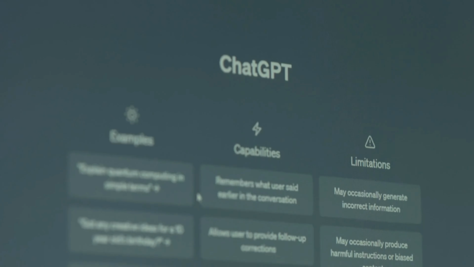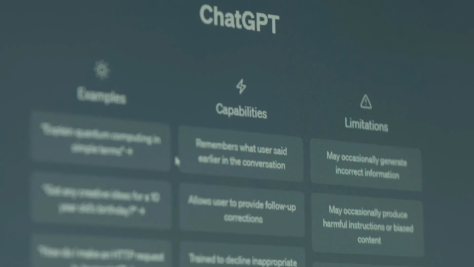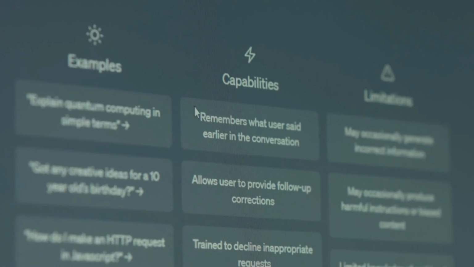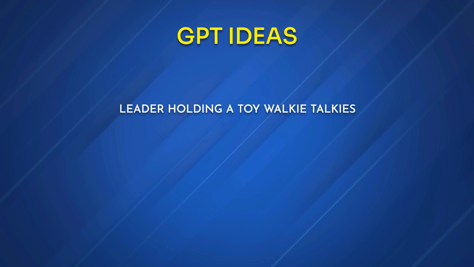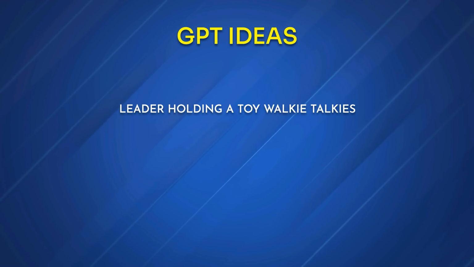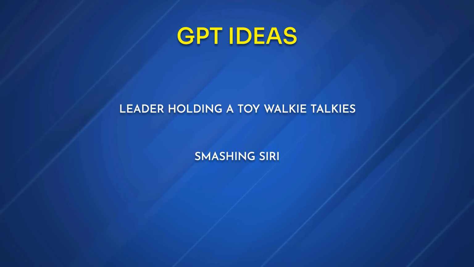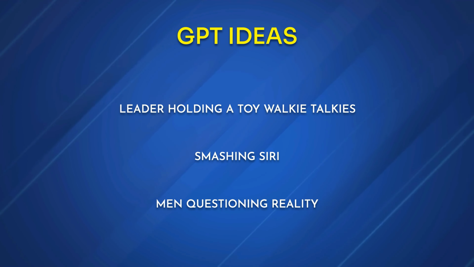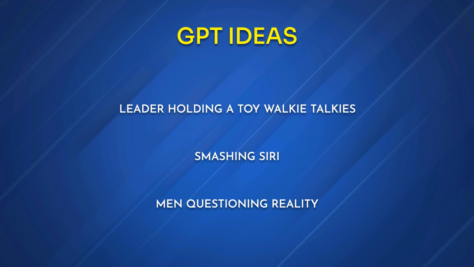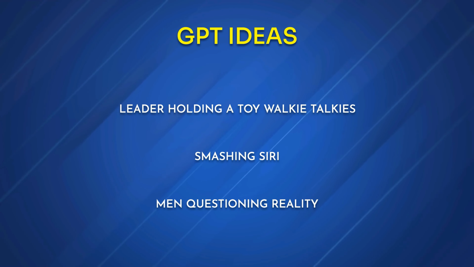And suddenly, out of the darkness, a hero appears holding a chainsaw and begins cutting the can in an overly dramatic scene. I also asked GPT to expand on these ideas, and it suggested some great ones, like the leader holding a toy walkie-talkie, or a man asking Siri where his stuff is, smashing the phone when she doesn't respond, and men questioning reality like, what if we never had these things? What if the women made us think we did? With all of these ideas, I felt like I had enough to start working on the trailer.